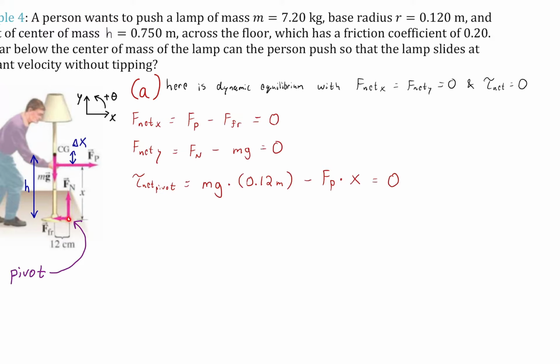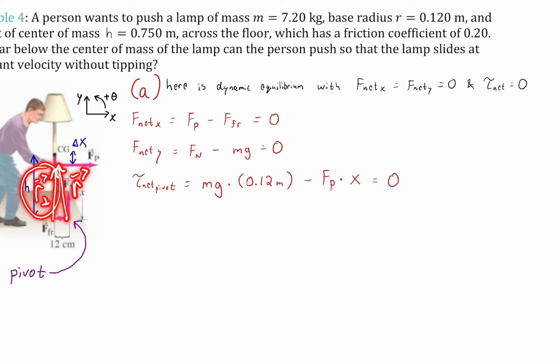Because if you think about it, the actual displacement from the pivot to the gravitational force would be that. That would be r. But we only care about r perpendicular. And r perpendicular is just the radius of the base, or 12 centimeters. Likewise, the displacement from the pivot to the actual location of the applied external force from the person's hand would be this right here. That would be r. But we only care about r perpendicular, which would be this one right here.